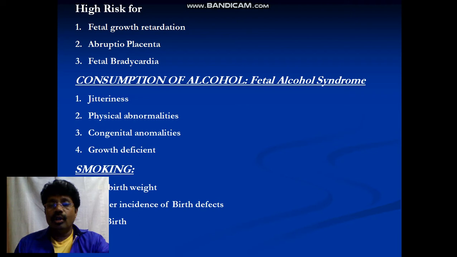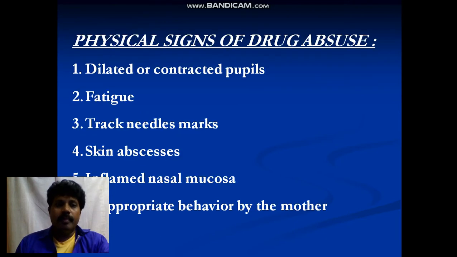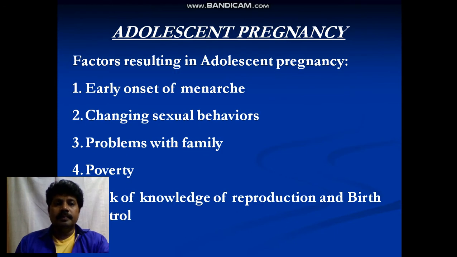Consumption of alcohol causes fetal alcohol syndrome. Because of the fetal alcohol syndrome, the baby may have jitteriness, physical abnormalities, congenital anomalies, and sometimes growth deficiency. Excessive smoking by the pregnant woman causes low birth weight of the baby, a higher incidence of birth defects and stillbirths sometimes. So physical signs of drug abuse are not necessary.